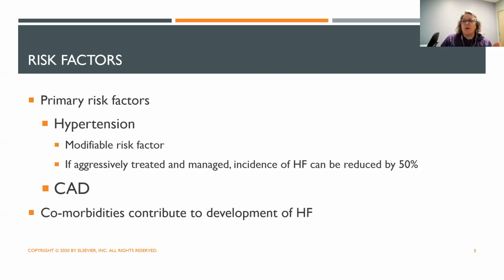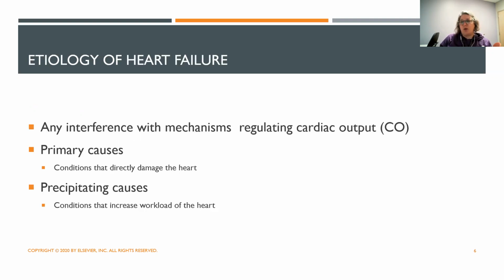And a lot of comorbidities can contribute to the development of heart failure as well. So COPD causes heart failure a great amount of times. So does obesity. But the etiology of heart failure is an interference of mechanisms regulating cardiac output. So there are primary causes, conditions that directly damage the heart, like hypertension. And then there are precipitating causes. Those are conditions that increase the workload of the heart.